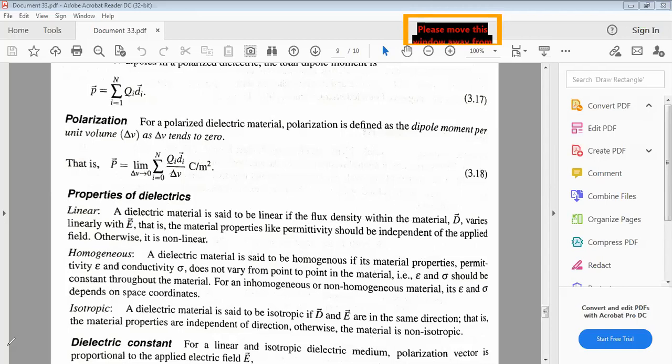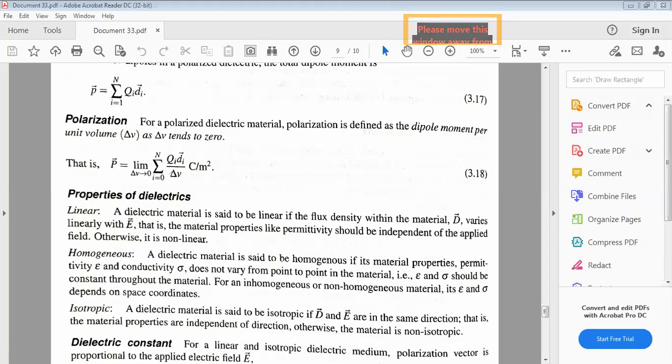Isotropic. What is meant by isotropic? A dielectric material is said to be isotropic if D and E are in the same direction. Another isotropic definition we discussed in an earlier class: the material characteristics, electric or magnetic property, in all directions are constant, equally distributed in all directions. Then it is said to be isotropic.